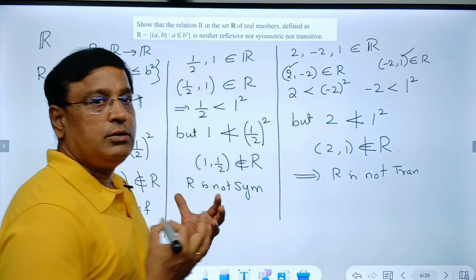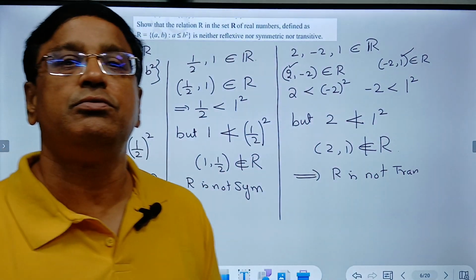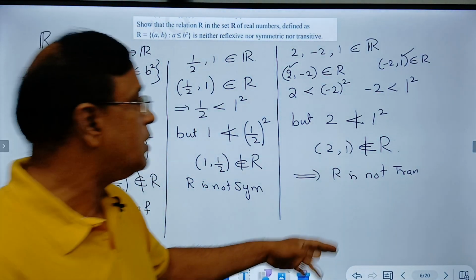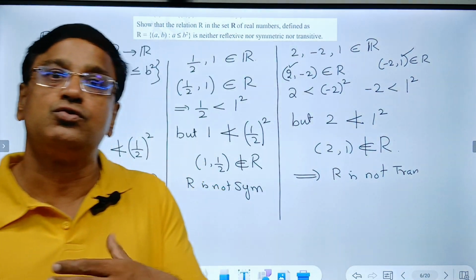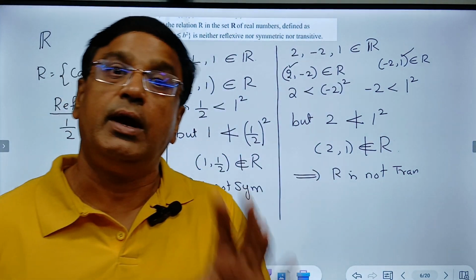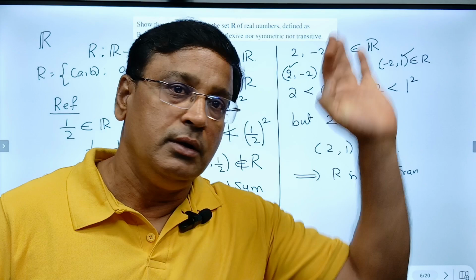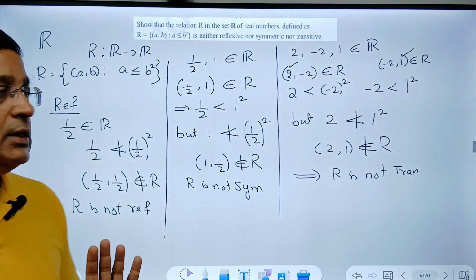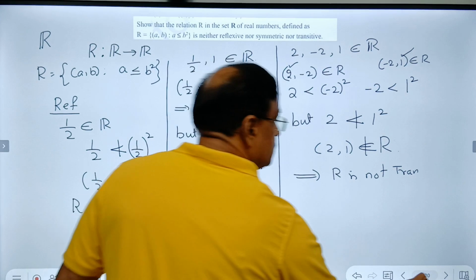So I gave examples to disprove the results. When you want to disprove something, give an example. Whereas if you look at the previous three problems, it was true for all numbers. That is why I proved it there. For proving, it's a formal proof. For disproving, just give an example. Is it clear?